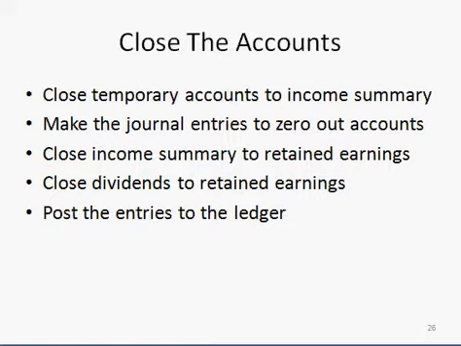When you get to this point, the balance in the income summary account should match what you're showing as net income on your income statement. If it does, then you close income summary to retained earnings. And then you close dividends to retained earnings to finish it up. Okay, so once you've done that, then all your revenue and expenses should be closed and your net income should be in your retained earnings account, which is where you want it.